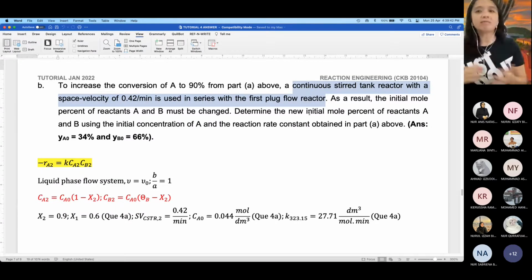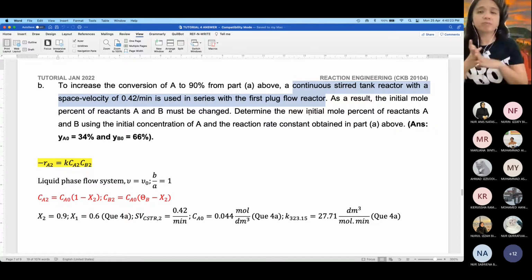Dia combine reactor, tapi biasanya when I teach you, we combine identical reactor. Kita combine 2 CSTR ke, 2 PFR ke. Okay, so this one a little bit weird. They combine PFR and the first reactor was a PFR. The second one is a CSTR, which I admit practically dia tak mungkin terjadi lah. We do not mix reactor dalam tindak balas. Okay, so just take this as a scenario saja yang berlaku dalam soalan, tapi practically we do not mix the different types of reactor. So the soalan dia kata the second reactor is a CSTR and dia beri the space velocity 0.42 per minute.